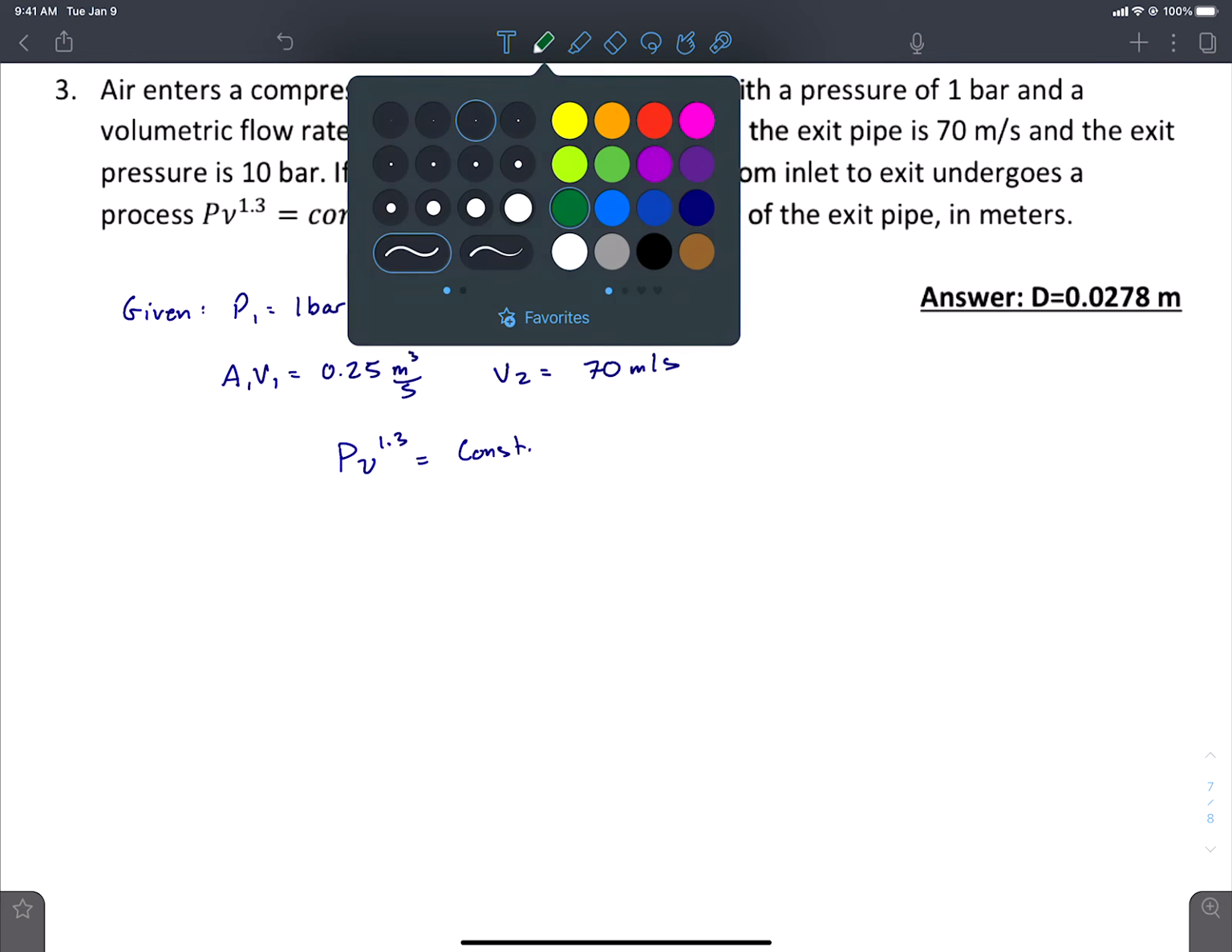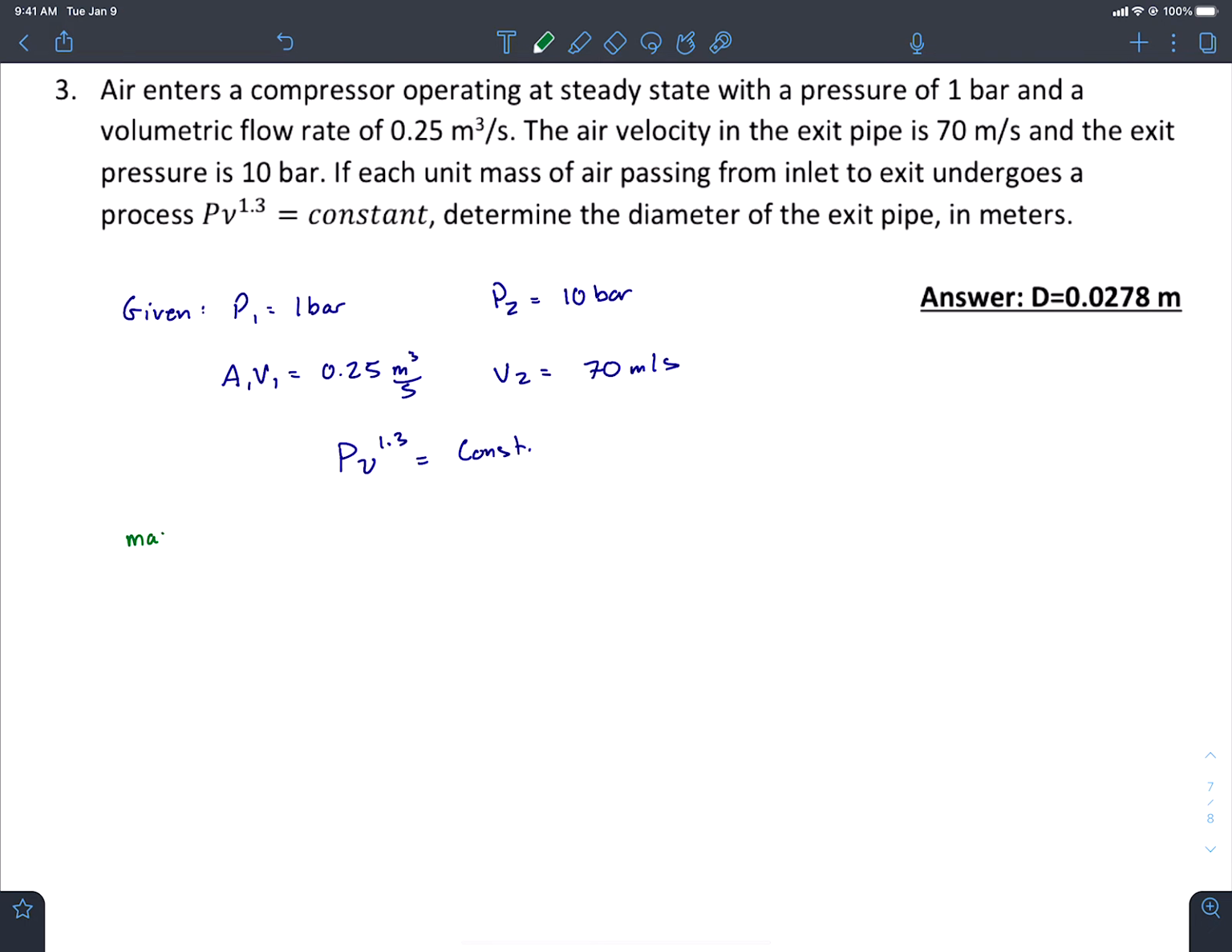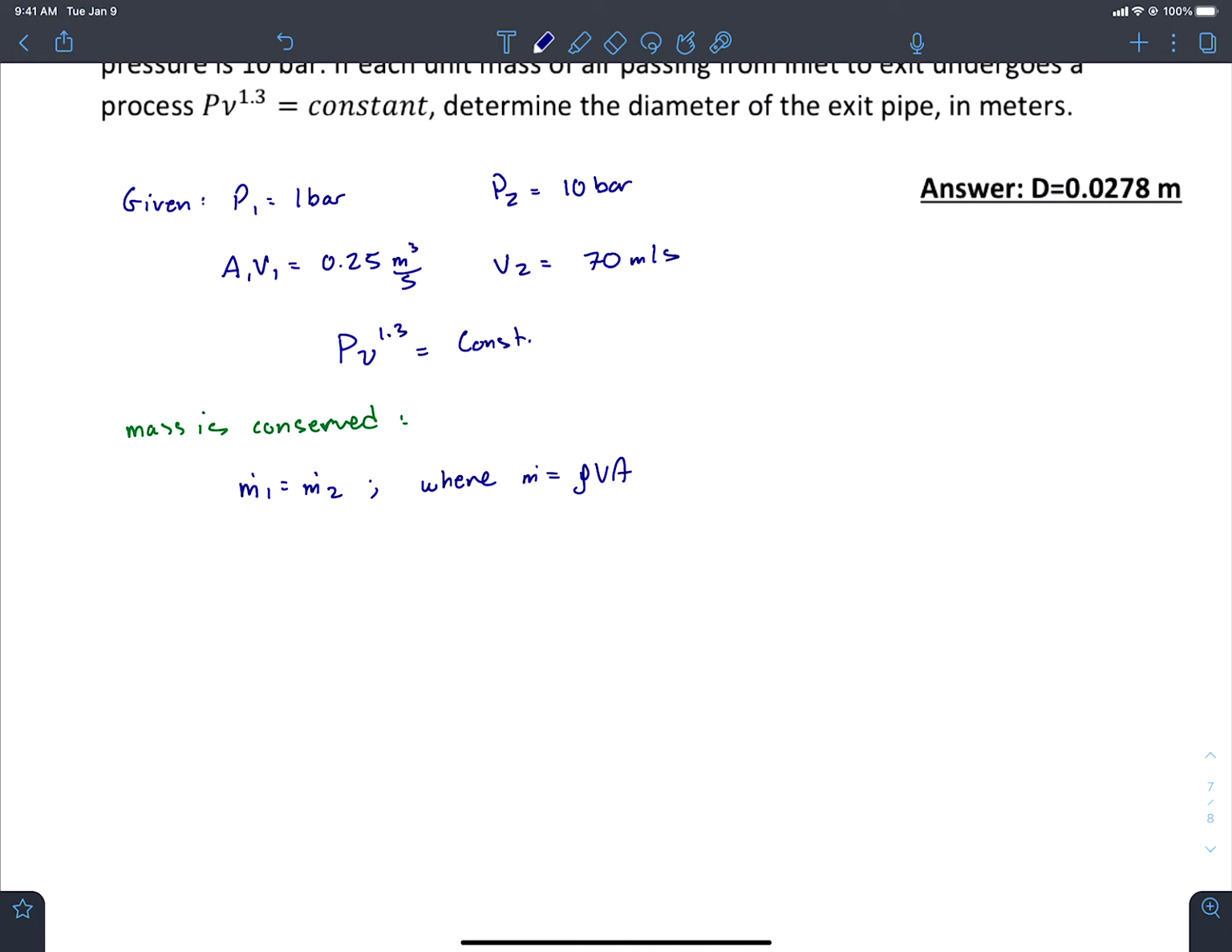And so now I'm just going to break up this problem how I would actually do it. So mass is conserved. Therefore, m dot 1 equals m dot 2, where m dot equals rho VA. So I can rewrite this and say rho 1 V1 A1 equals rho 2 V2 A2.